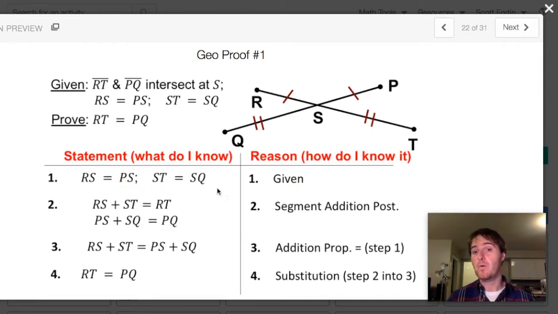That's the addition property of equality from step 1. And then finally, because RT equals RS plus ST, substitute RT right here. Because PQ equals PS plus SQ, substitute PQ right there. Boom, bada bing, bada boom.